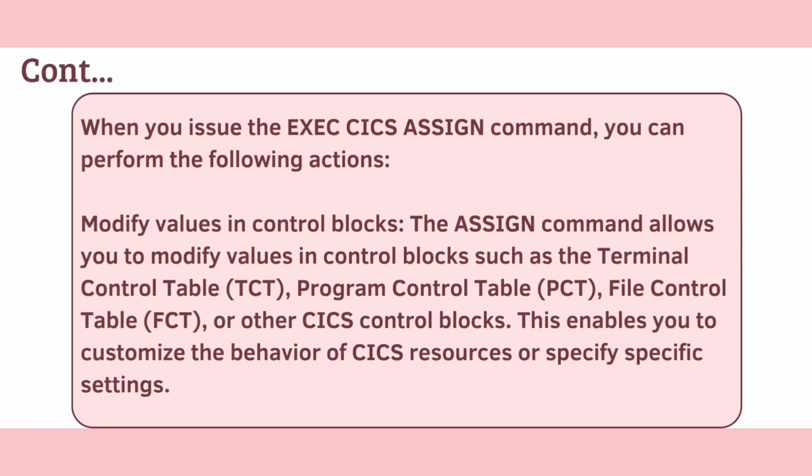When you issue the EXEC CICS ASSIGN command, you can perform the following actions. It modifies values in control blocks. The ASSIGN command allows you to modify values in control blocks such as terminal control table, that is TCT, program control table, that is PCT, file control table, that is FCT, or other CICS control blocks. This enables you to customize the behavior of CICS resources or specify specific settings.